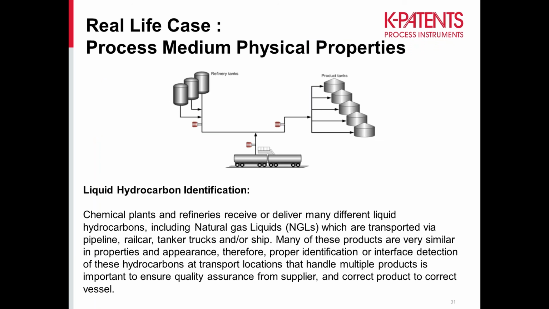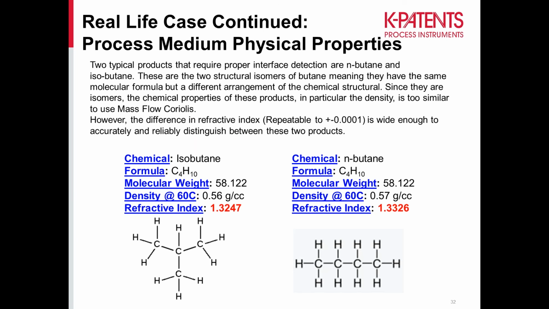In this particular case, I took a real-life situation where two typical products require that process interface detection: n-butane and isobutane. These are two structural isomers of butane, meaning the same molecular formula but a different arrangement of the chemical structure. Ultimately, because they're isomers, the chemical properties, in particular the density, are too similar to use a mass flow Coriolis. However, the difference in refractive index, which is repeatable to plus or minus 0.0001 RI, is wide enough to accurately and reliably distinguish between these two particular materials.